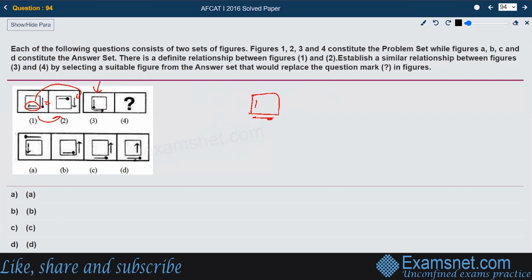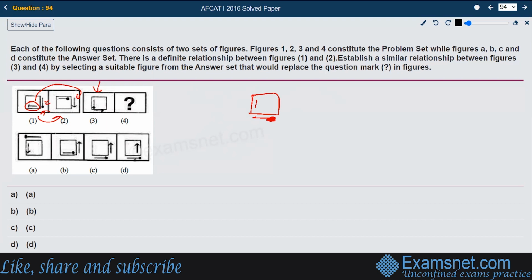So the pin should be lying here. This is the first thing done. The internal pin should be taking the place of the outer arrow. This is the first thing. Now what was happening to the outer pin? The outer pin from 1 to 2 had taken a place.